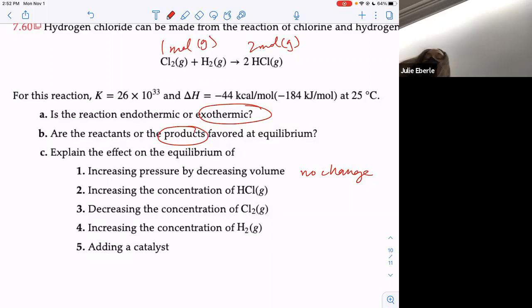Okay. When you increase pressure, it shifts to the side with fewer moles of gas. But if the amount of gas is the same on both sides, then it's not going to want to shift one way or the other. Does that make sense?